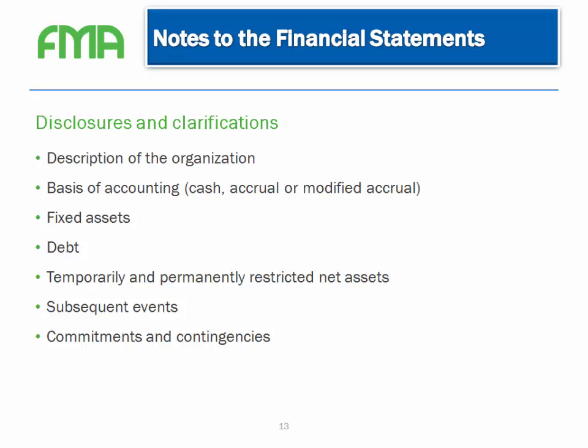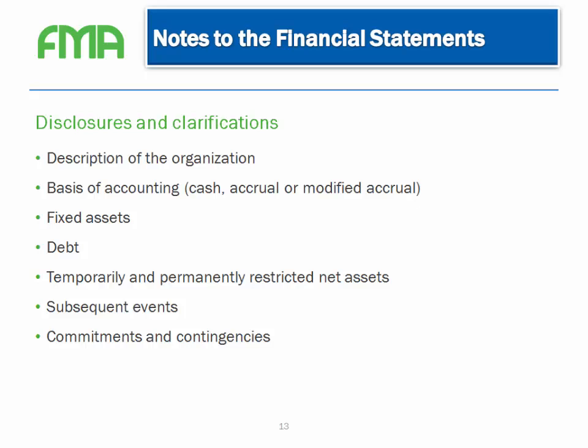It includes things like a description of the organization itself, basis of accounting. There is usually information about the different types and values of fixed assets and how much depreciation has accumulated on those assets over the years. If the organization has debt, there's information about the type of debt, the repayment terms. If the organization has temporarily and permanently restricted net assets, there is usually a description of those and a schedule of how much the assets are and what they can be used for.